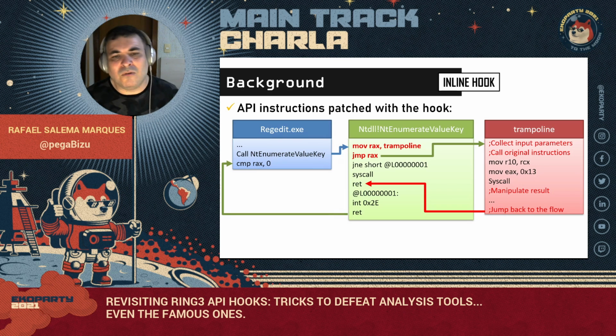Therefore, we execute the original instruction to get the API call result. Next, we manipulate the result in order to remove the entries we do not want to show. Finally, we jump back into NtEnumerateValueKey in an opportune place, just after the syscall that we called in the trampoline function, and done. That's it. The whole idea behind inline hooks is simple like that.